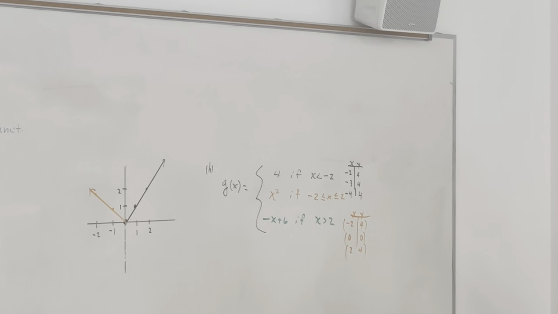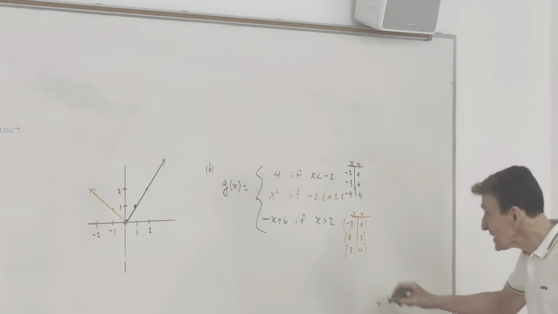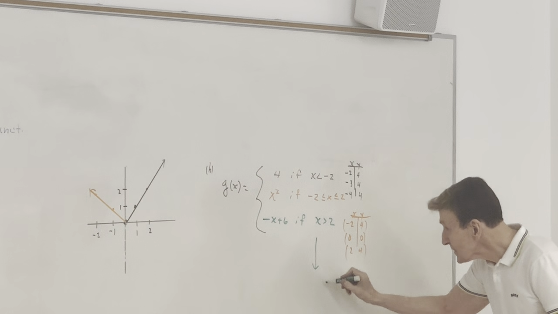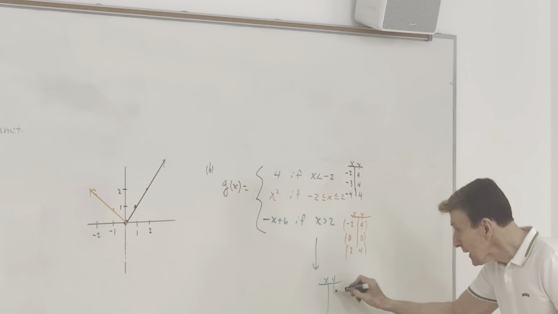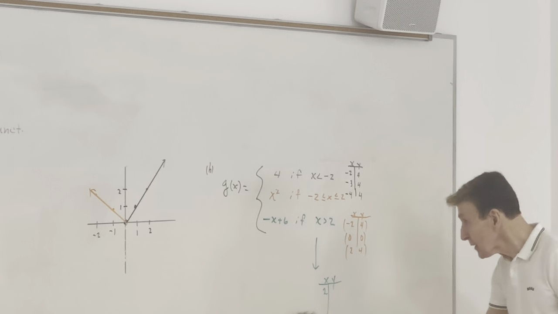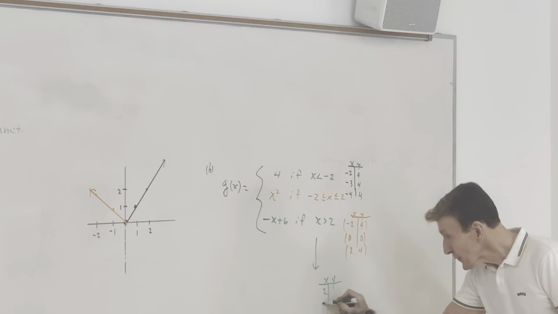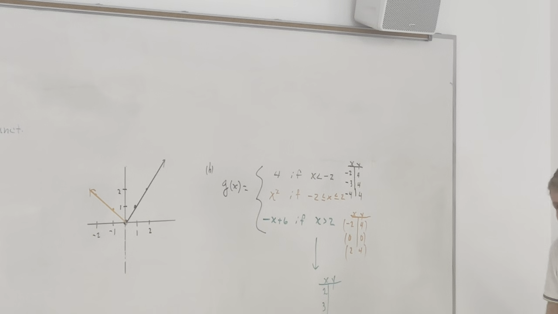The green piece, this one. To construct a table to visualize this on the green, I'm going to start out with 2, even though they said try anything greater than 2. I'm going to try 3, 4, you can try more if you wish. X values must be greater than 2.